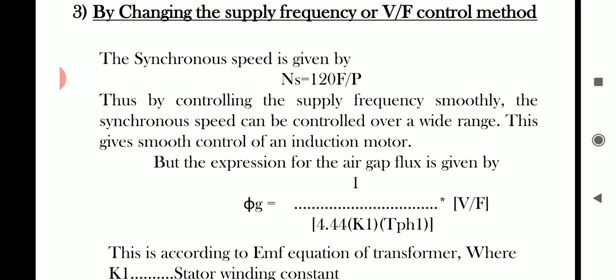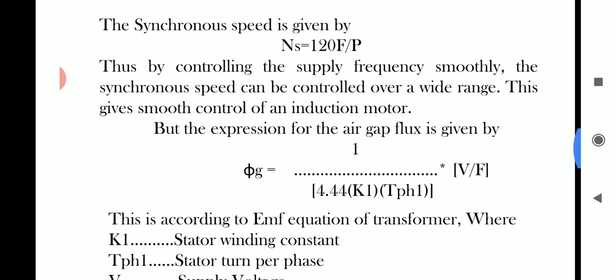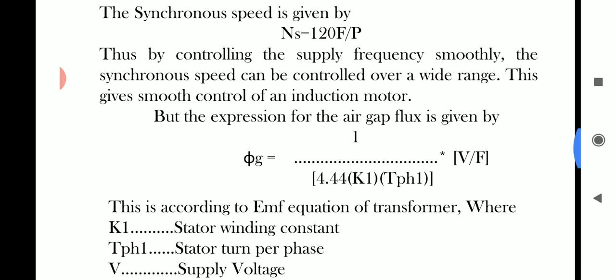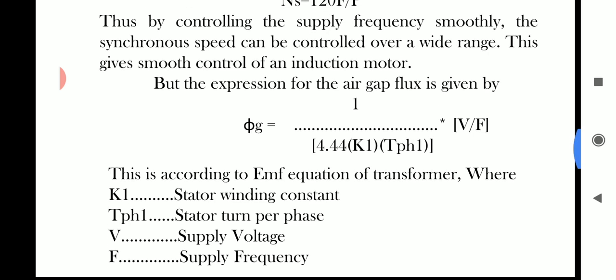But the expression for the air gap flux is given by. Now the value of the air gap flux in induction motor, what is air gap flux? That is flux in between stator and rotor. There is an air gap in between stator and rotor, and the flux flowing from that gap is called air gap flux. So expression for this air gap flux is 1 divided by 4.44 K1 TPH1 into V by F. So this is according to EMF equation of the transformer.